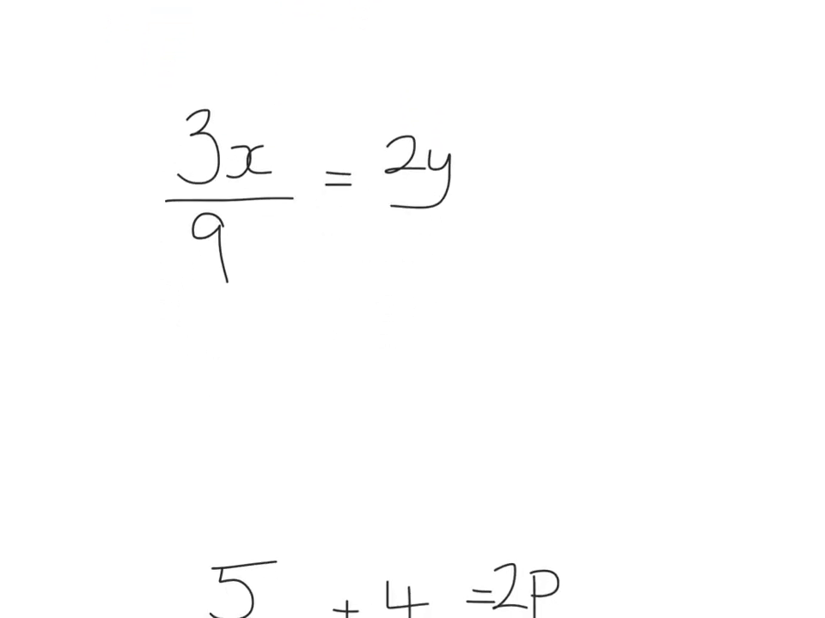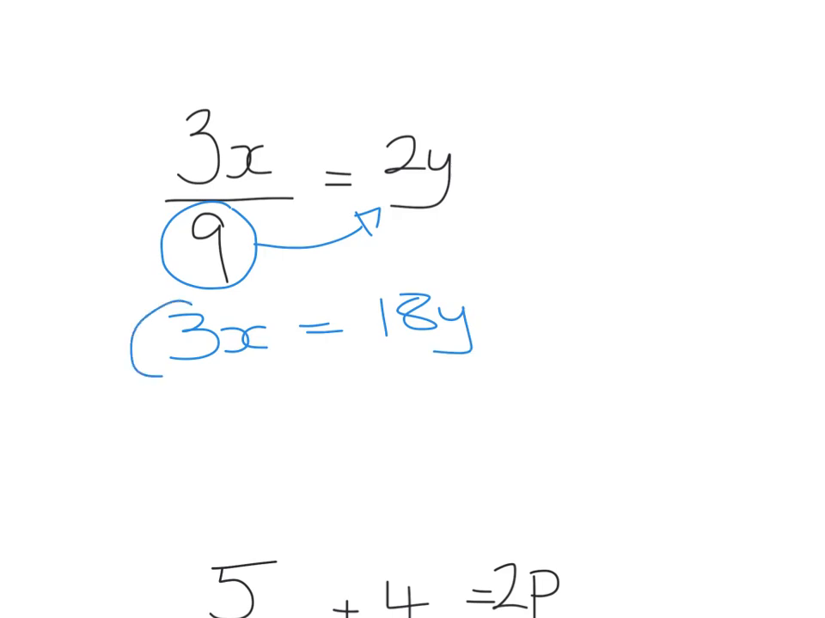This time, we've got 3x over 9 equals 2y. We want to move the 3 and the 9 across. We'll move the division one first of all. So this 9 goes across and it multiplies because it's being divided in the first place. So we're going to have 3x equals 18y because 9 times 2 is 18. Then we're going to take this 3 across and we're going to divide. So 18 divided by 3 is 6.